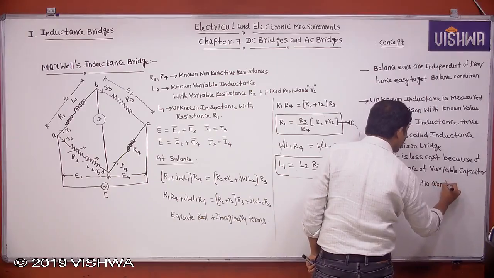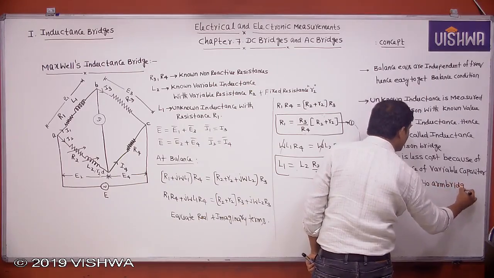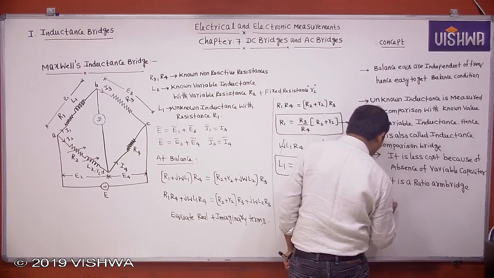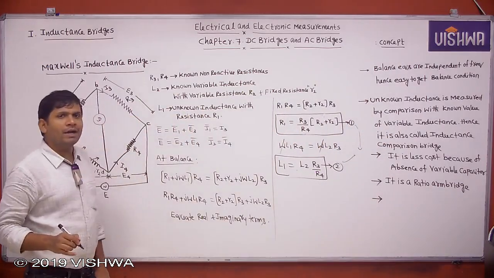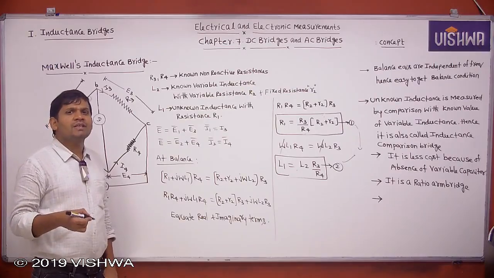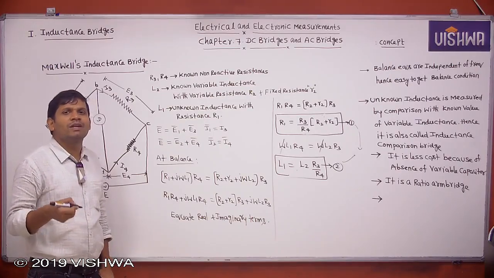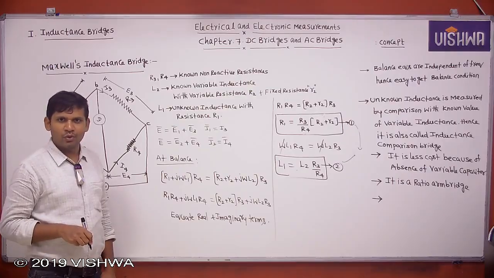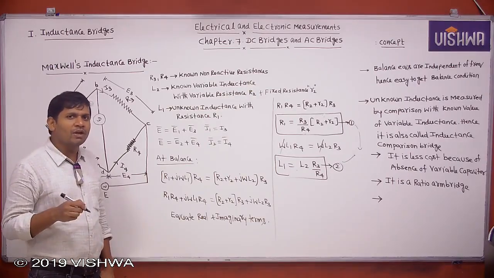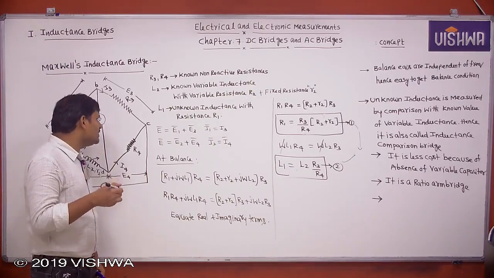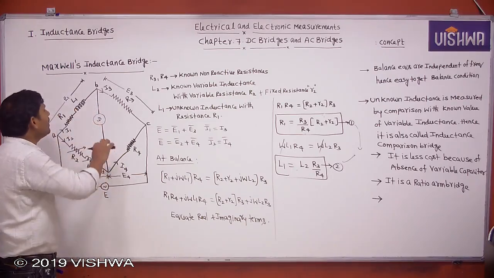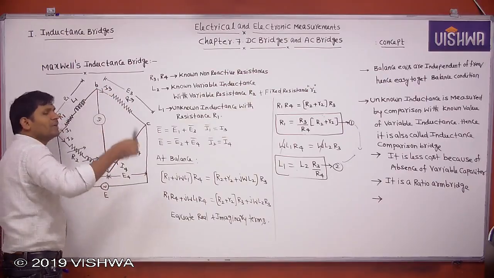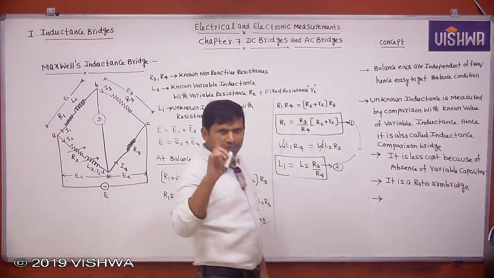Ratio arm bridge, because unknown and variable exist in adjacent arms. Next, I told already, inductance bridges are used for measurement of quality factor. Even though inductance bridges are used for measurement of quality factor, Maxwell's inductance bridge is not used to measure the quality factor. This is important.